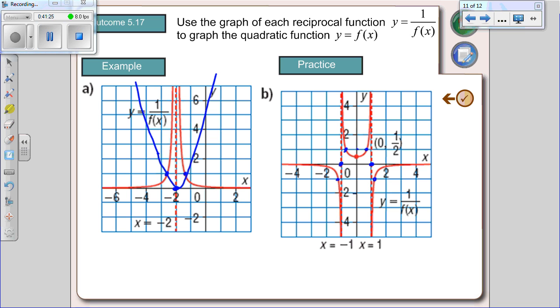Step 3 is reciprocate. But do your maximum or your minimum point first. Take that point right there. That's going to be my maximum or my minimum.